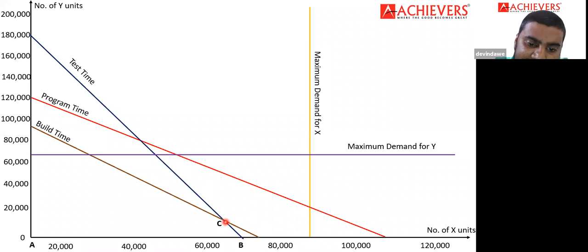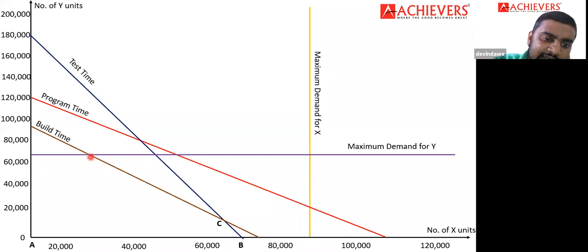I can't go further along the test constraint because I have reached the maximum level. Build time is over; I have reached the maximum build time. Now I have to move along the build resource. From here, I move along the build resource like this until I meet the next corner right here.